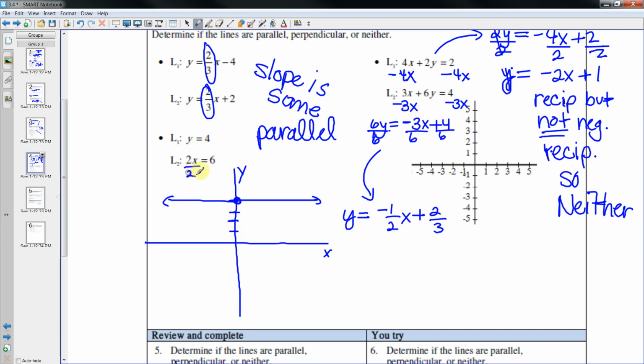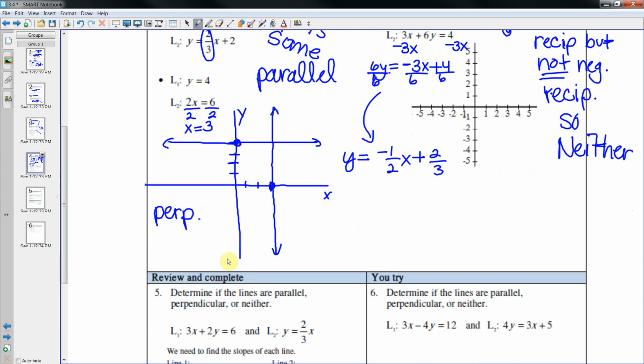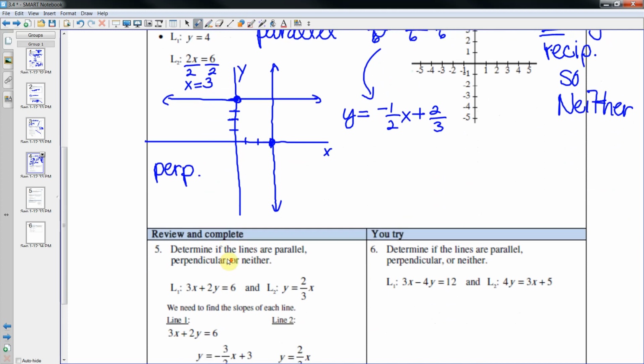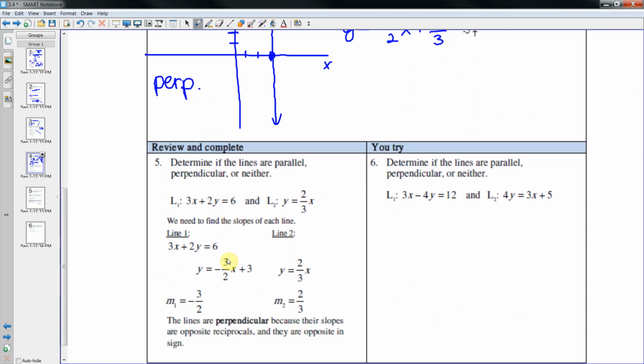For the second line, I need to solve it for x. So x equals 3. So that's 1, 2, 3. And that's going to be a vertical line through x equals 3. If you look at these two lines, they are perpendicular to each other because one is strictly horizontal, one is strictly vertical. So these are perpendicular. Sometimes, if the two choices you have are x equals a number and y equals a number, those two lines are going to be perpendicular every time. Alright, so let's look at this other example down at the bottom of the page.